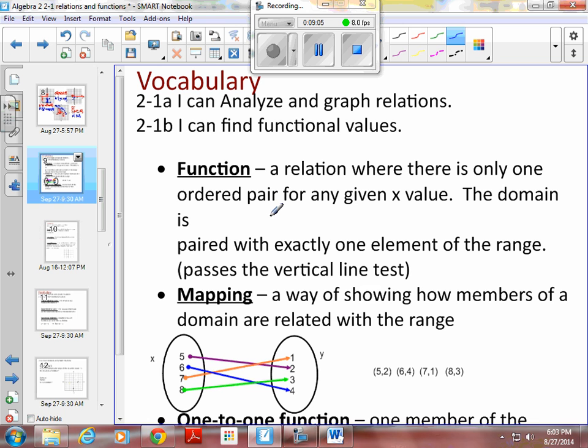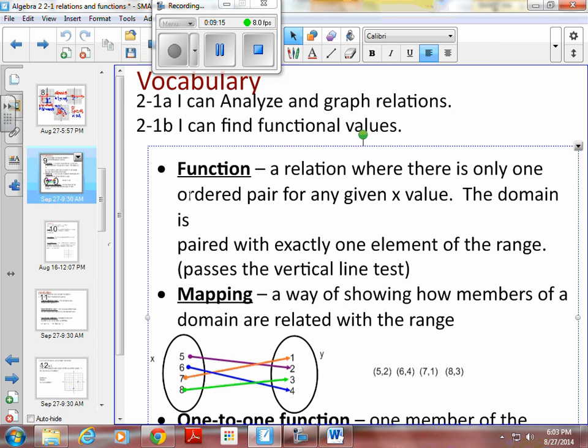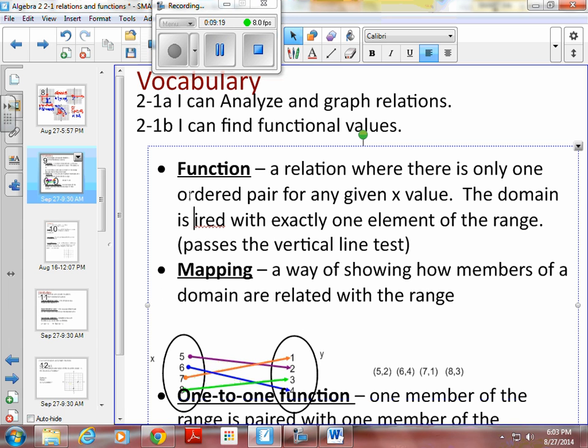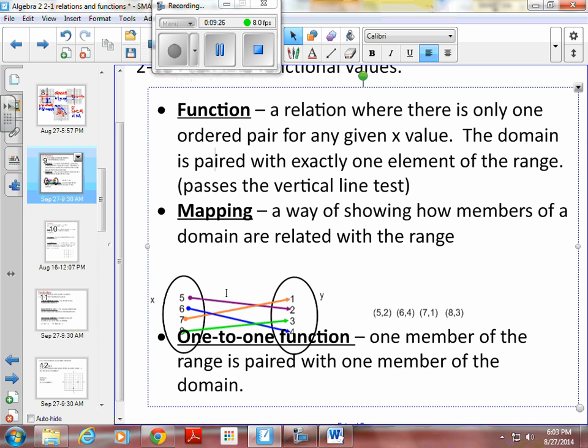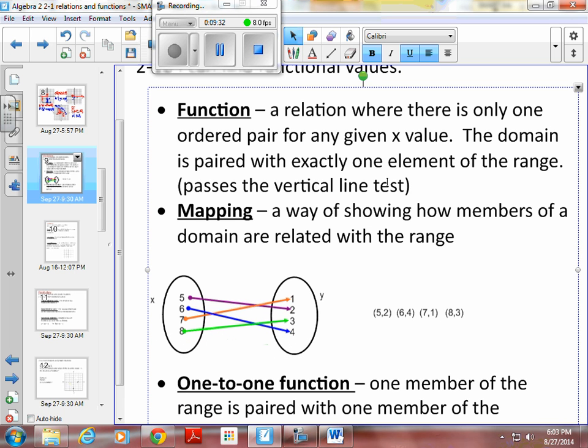So we get to function. A relation is a function where for any x, you only have one y. That's what all of that says. It's a lot more words. I gave you the book words here, but that's what it means. Okay, so for every x, you can only have one y. Let's see, my mapping here. I kind of messed this up. There we go. My mapping helps me show a function.